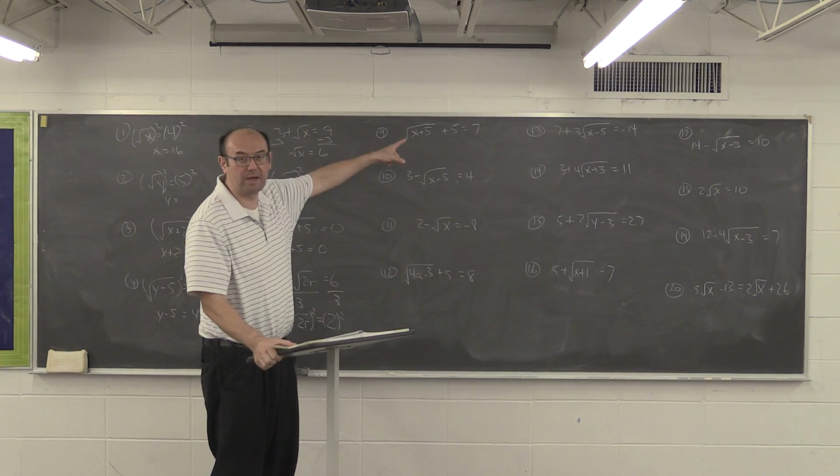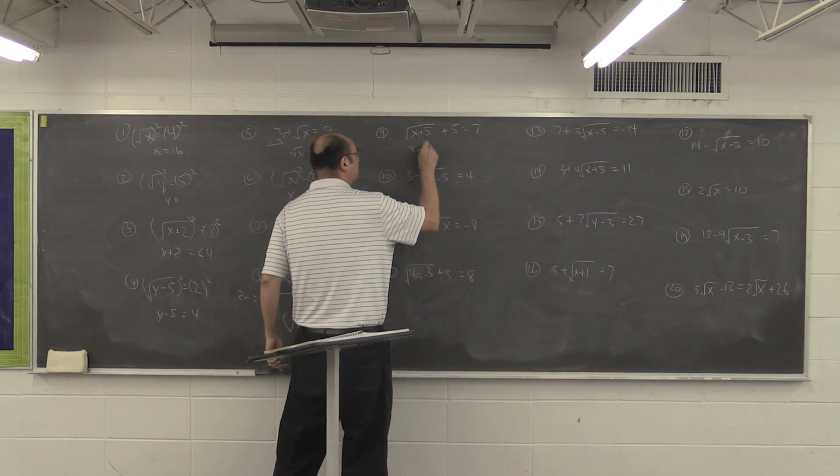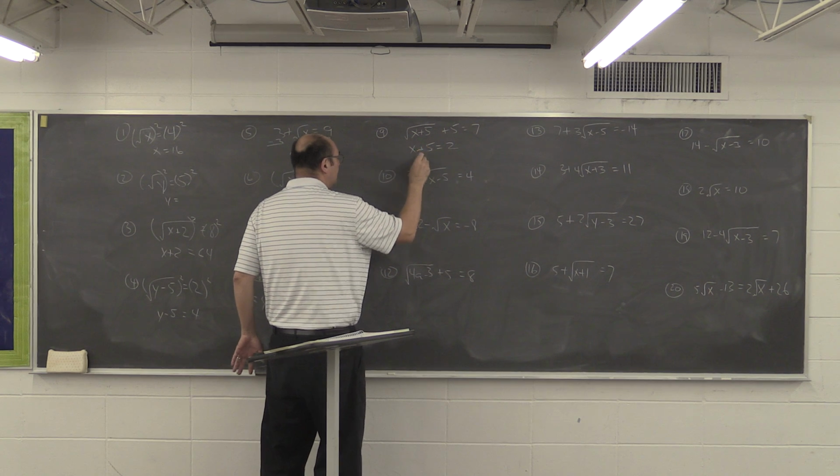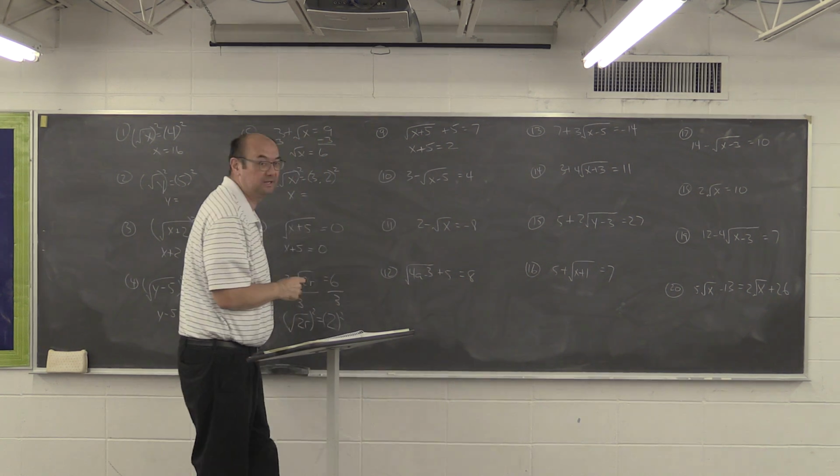Number 9. We don't have a radical on its own. Let's subtract 5. X plus 5 is equal to 2. Did you see what I did there? Real sneaky. All right, you got to get x by itself. I think you saw what I did there.